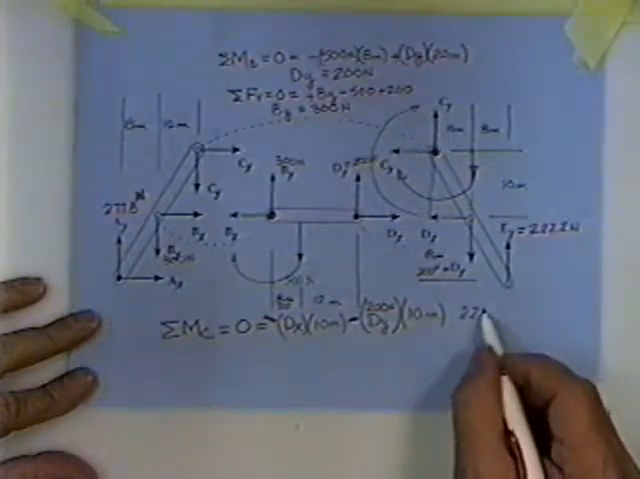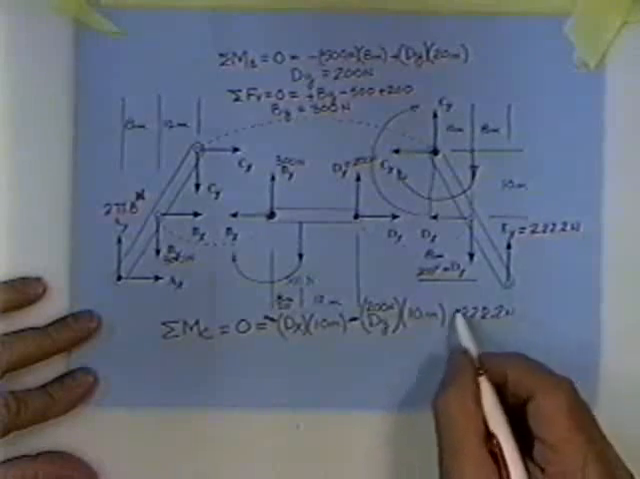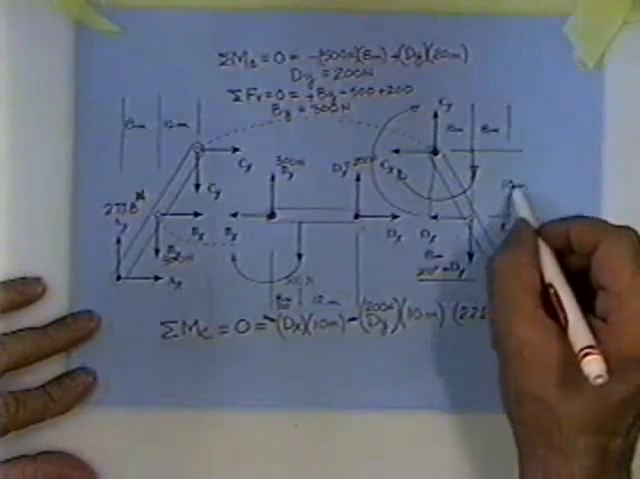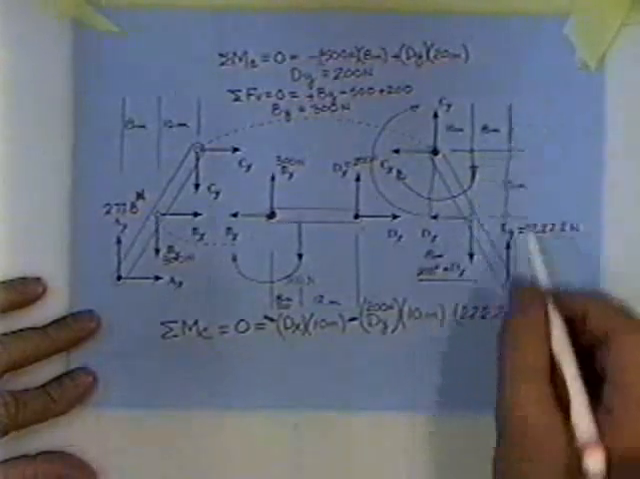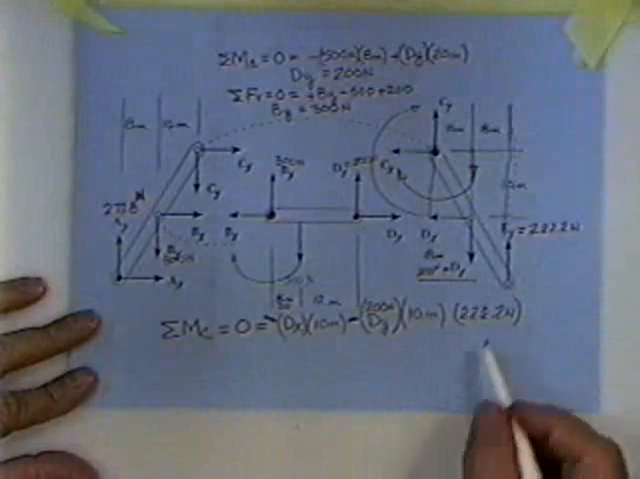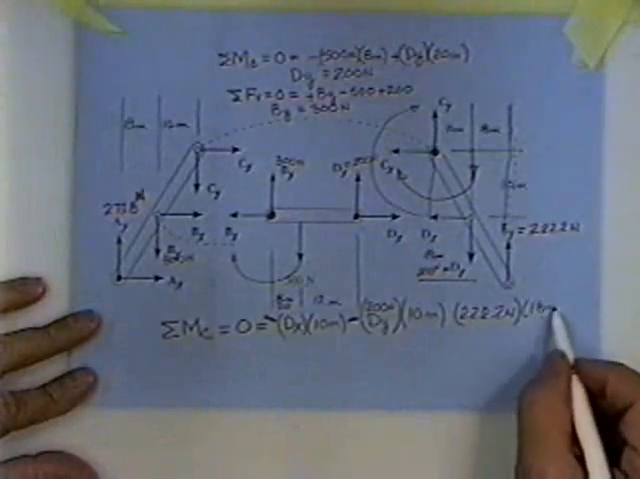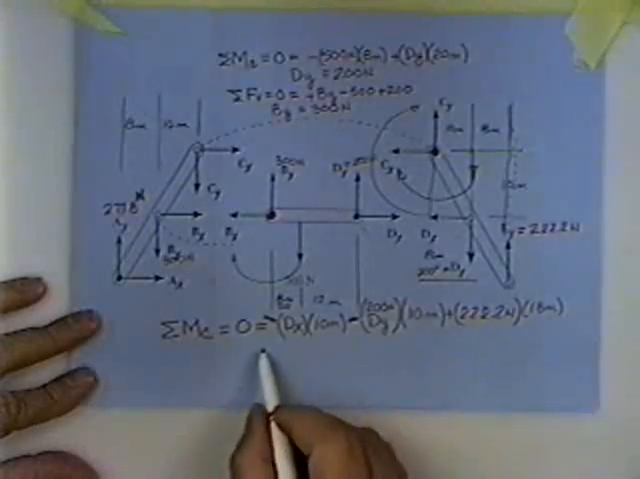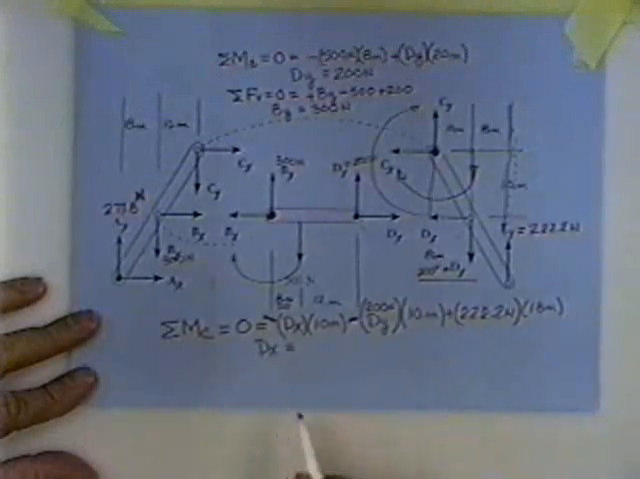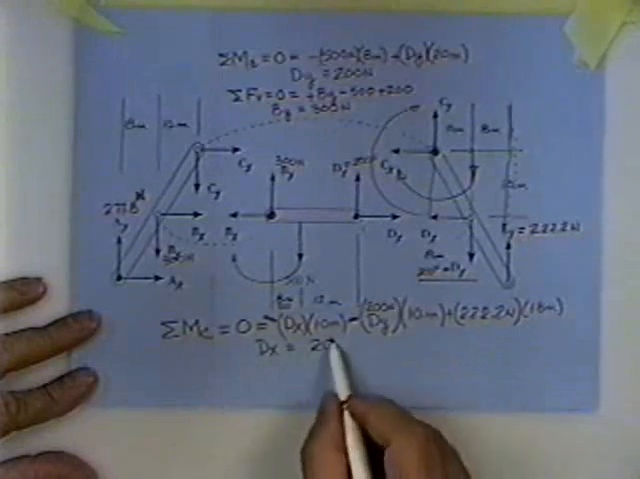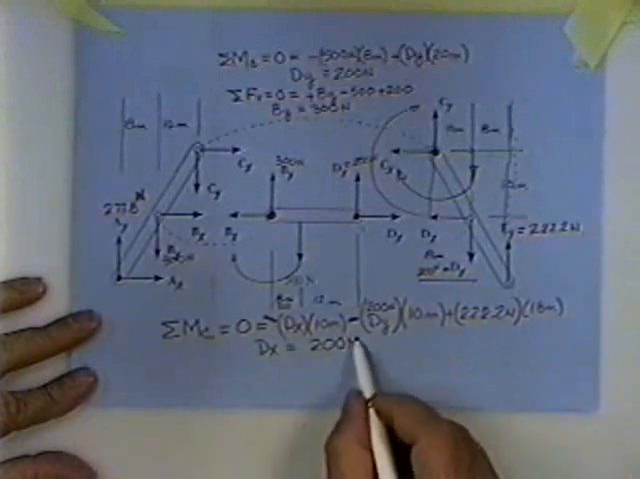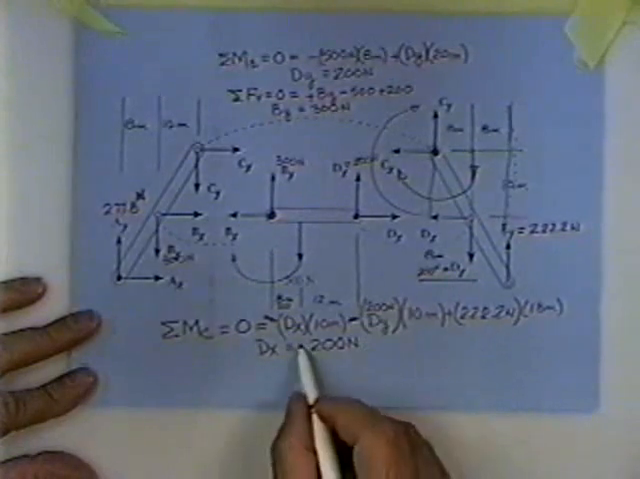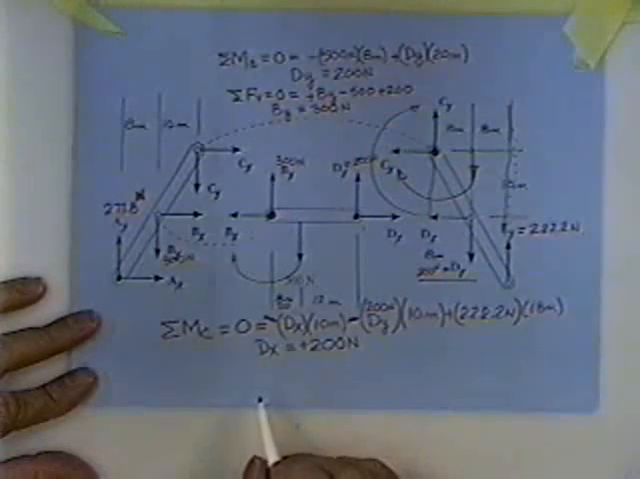Finally, I have 222.2 newtons. His moment arm, I follow his line of action till he gets as close to point C as he's ever going to get. That's 18 meters away. His tendency to roll is positive, and we solve for DX. It's 200. 200 right on the money. Somebody worked this problem out so it would come out even. Did the answer come out a plus sign? Yes. That means that the arrowhead is properly shown.